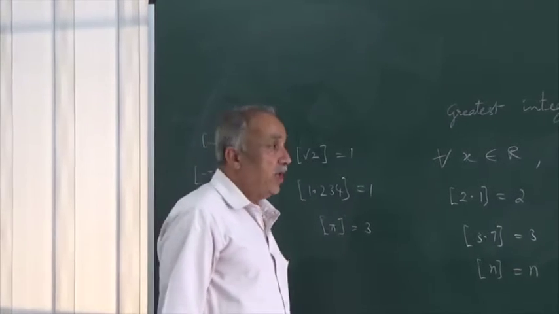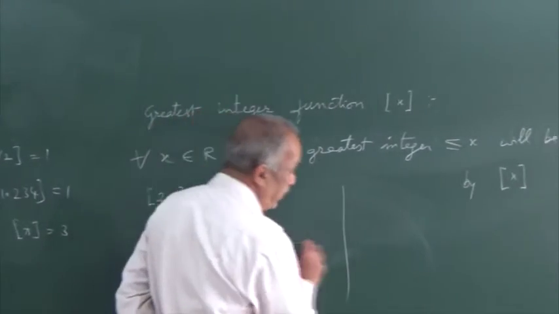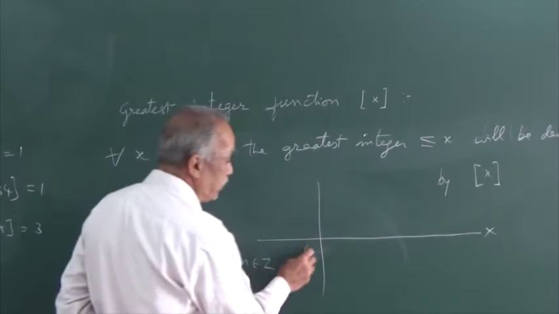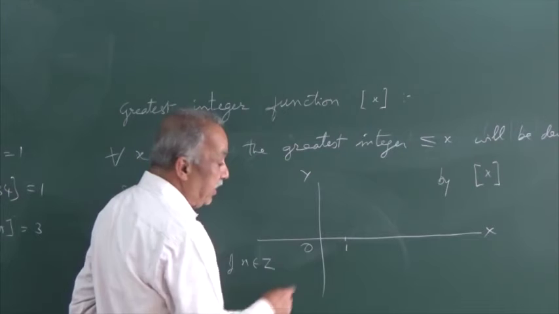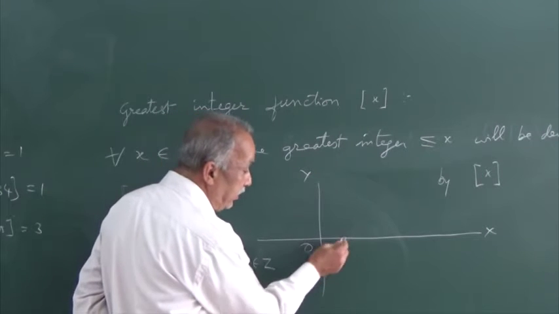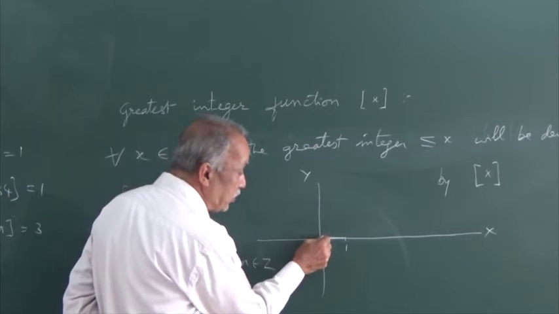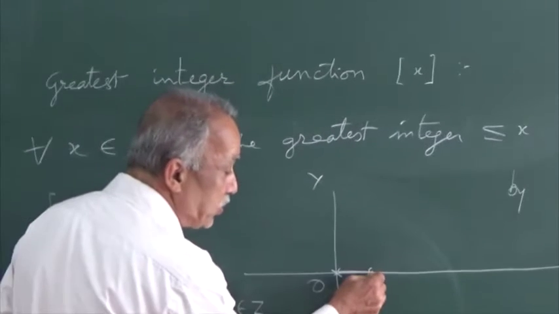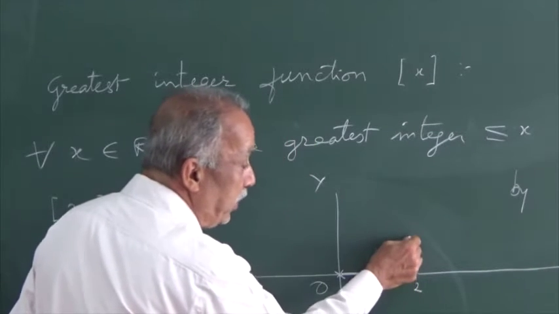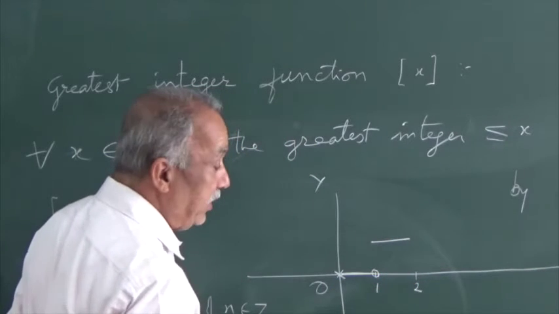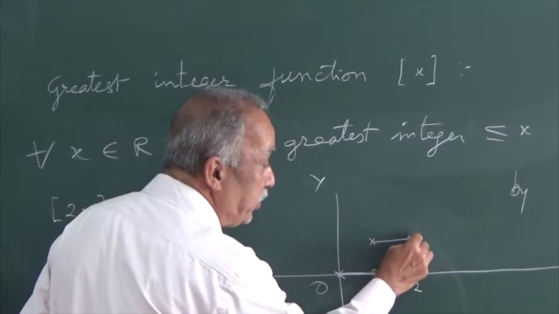Let me try to draw a graph for this. I may be obtaining the graph as follows. For numbers between 0 and 1, including 0, excluding 1, I find the integer part to be 0. This graph includes the point 0, but excludes the point 1. Next, for numbers between 1 and 2, I will be obtaining integer part as 1. This graph includes 1, but excludes the point 2.